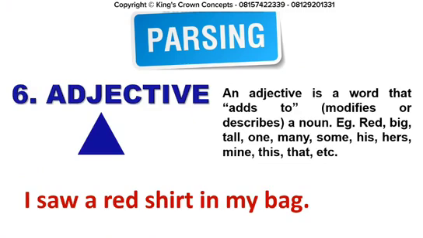Adjective, blue triangle. It is a word that adds to or modifies or describes the noun. I saw a red shirt in my bag. Which shirt? Red. You pass the pronoun, pass the verb, pass the article, pass the adjective, pass the noun, and then my, pronoun, and then bag. So the adjective there is red. So with these color codes, they'll be able to remember, okay, this, that.